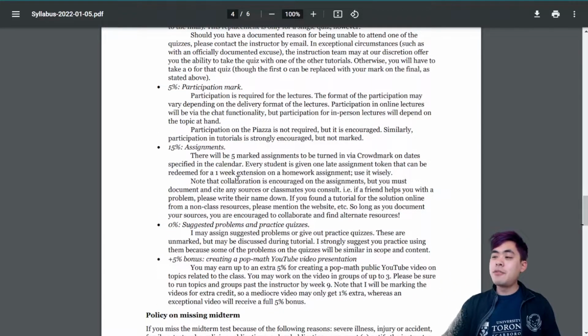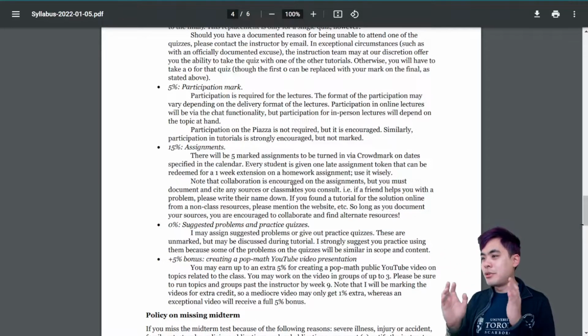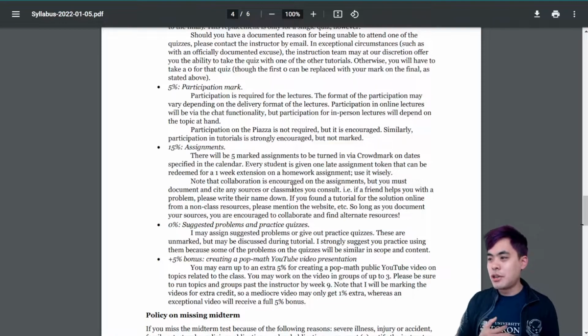There will also be 5 take-home assignments to be turned in via CrowdMark on the date specified. Every student, so every one of you, is given 1 late assignment token that you can redeem for a 1-week extension on a homework assignment.